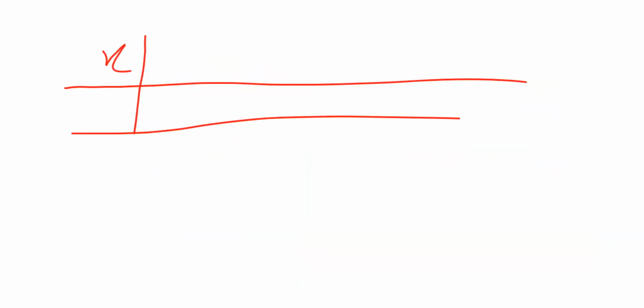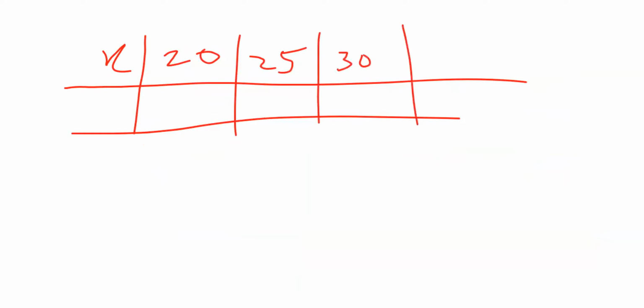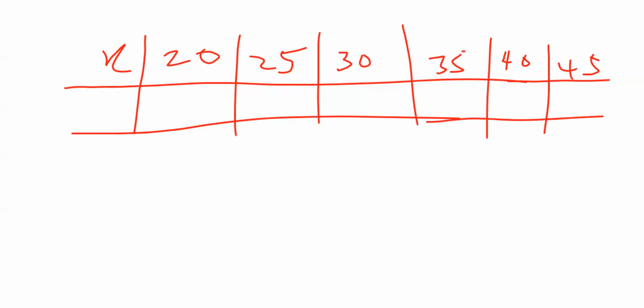There is a question. 20, 25, 30, 35, 40, and then 45. So we have 3, we have 5, we have 1, we have 1, we have 2, 3.